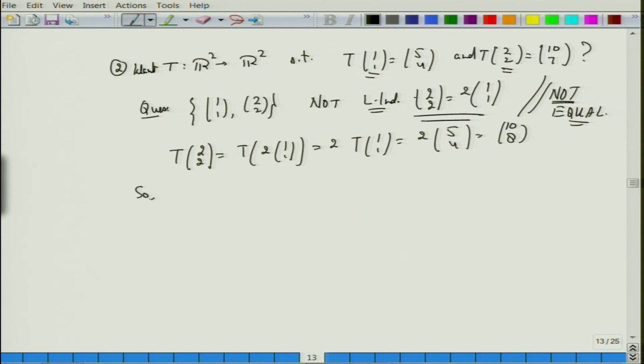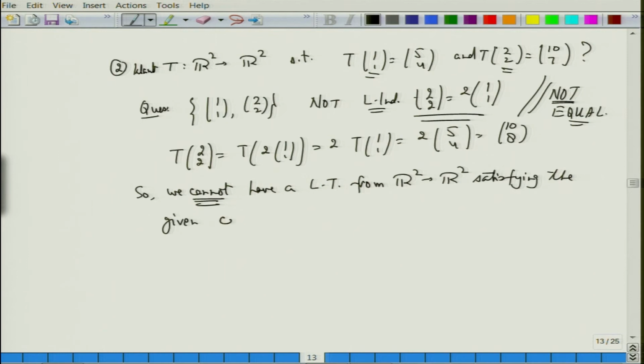So, we cannot have a linear transformation from R2 to R2 satisfying the given conditions. Is that okay? As I said, you have to first look at things and then proceed further. One more example, or I will do some more examples so that we understand better.